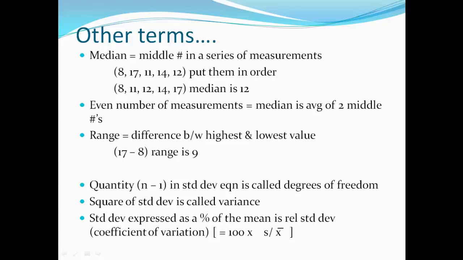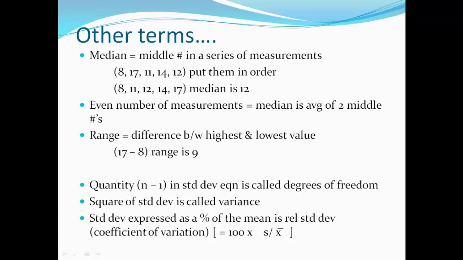Don't get it confused with the mean. The mean is the average. What about range? Range is obviously your range of measurement. So if you have something that's really high, you take that and then you take your lowest measurement and you subtract the difference and that'll give you your range. So 17 minus 8, for example, your range is 9 units.